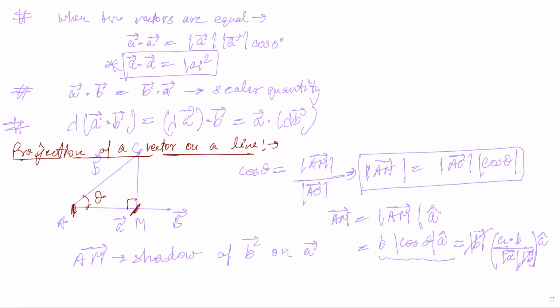So it can be written as A dot B. Actually, yes, this was B cos theta. So it can be written as B dot A divided by mod A. But we are writing out the projection too.